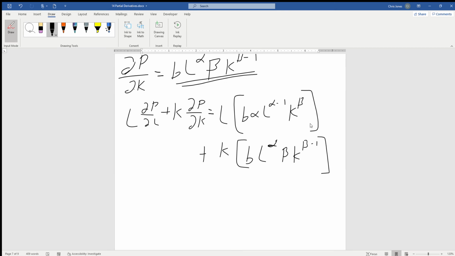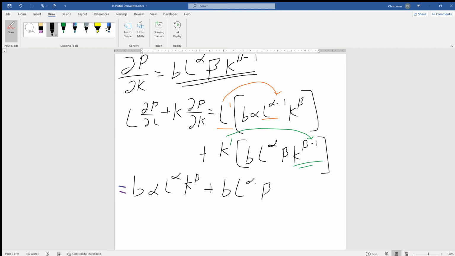All right, so now what you'll notice is that we can go ahead and bring that L into the factor. This is like an L to the first, and so what that would do is cancel out the negative 1, and then we have a k to the first power, which would cancel out the minus 1 on the beta. All right, so what we would end up with, just by going through and distributing, is b alpha L to the alpha k to the beta, plus b L to the alpha beta k to the beta. All right, that's just algebra there.